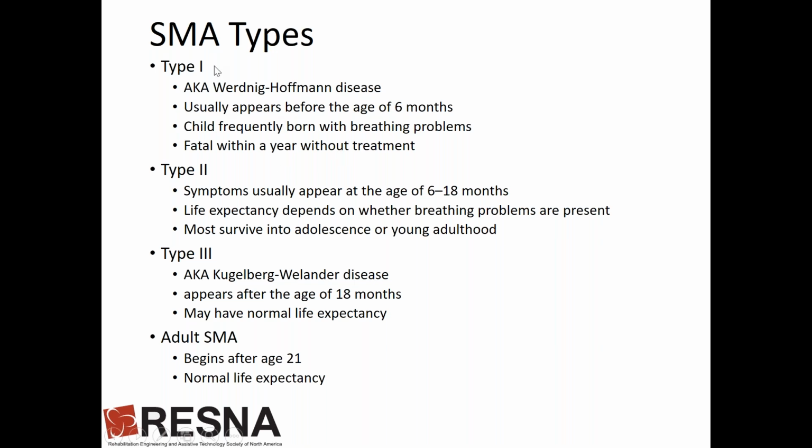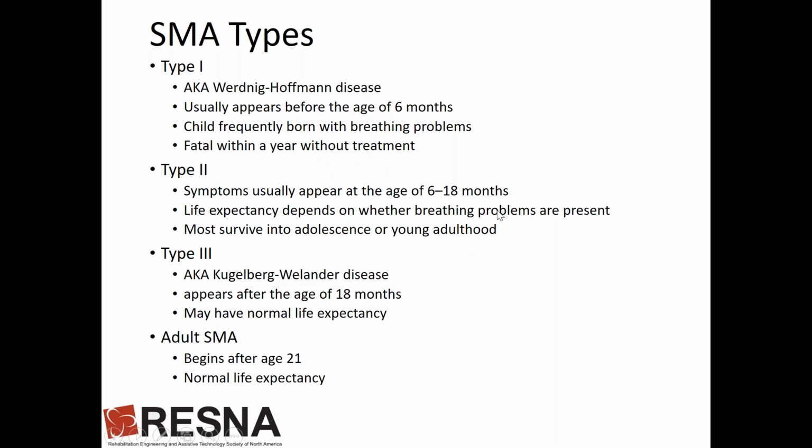There are different types. So there's type 1, 2, 3, and then there's adult spinal muscular atrophy. Type 1 is called Werdnig-Hoffmann disease. So usually it's before age 6 months, and the child usually instantly has breathing problems, and it's pretty fatal within a year. So I work with adults. I don't get to work with a lot of these type 1, but they can be treated, and they can overcome some of the breathing.